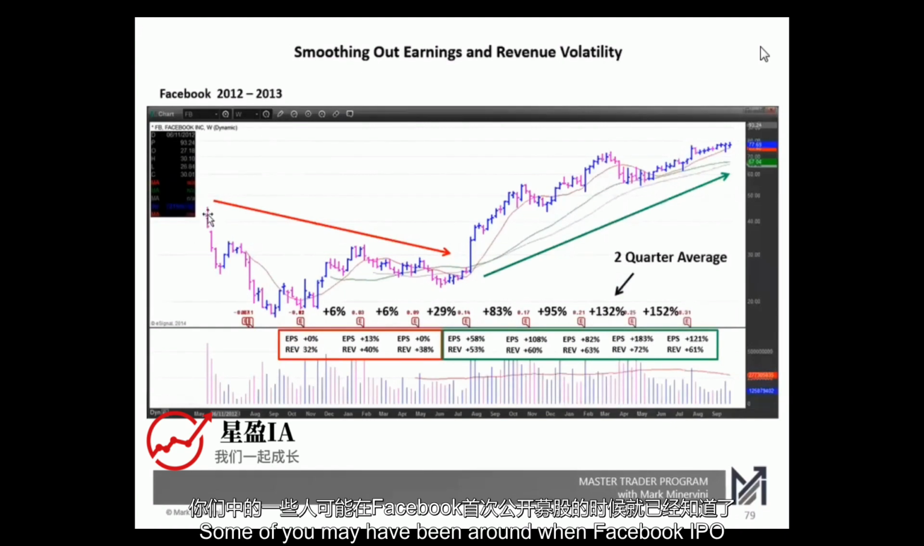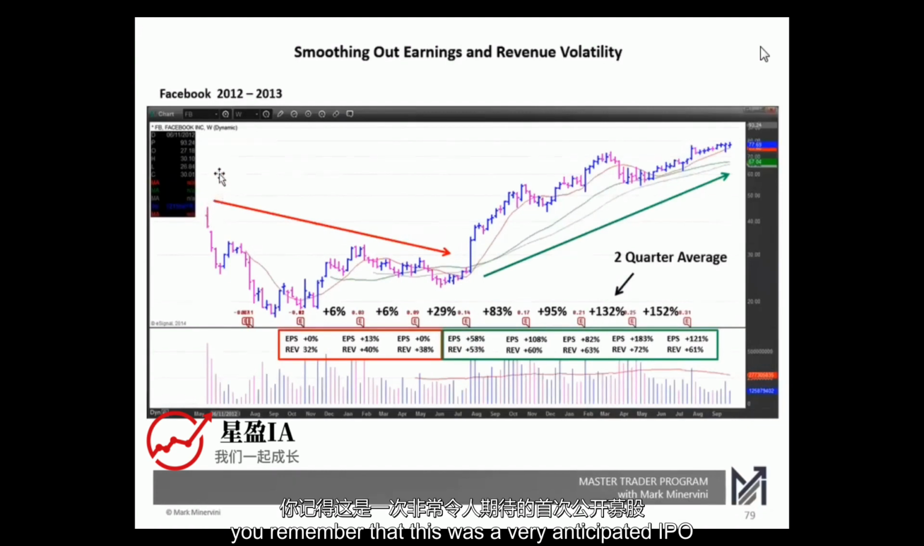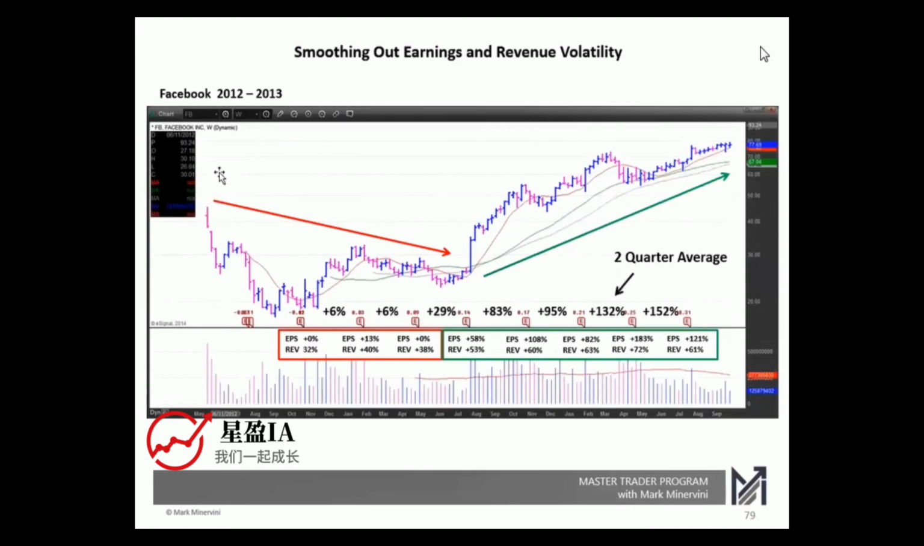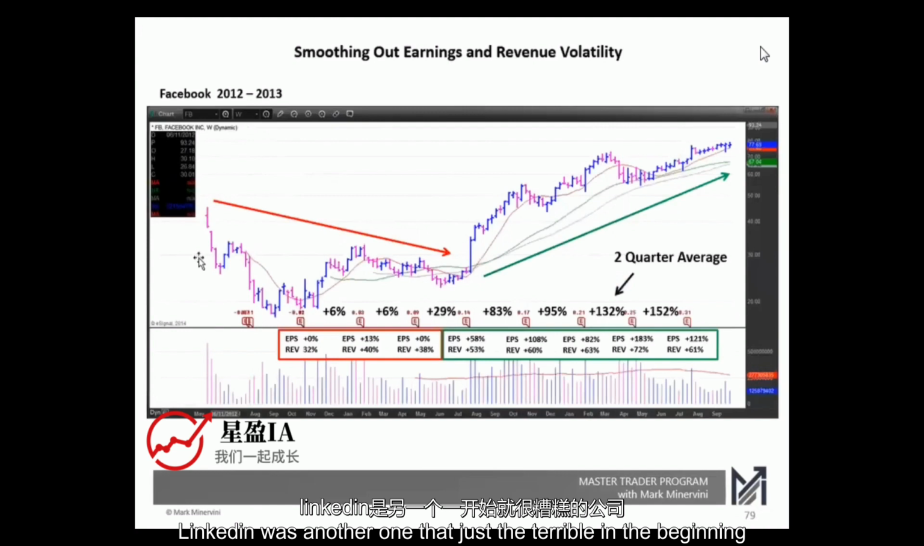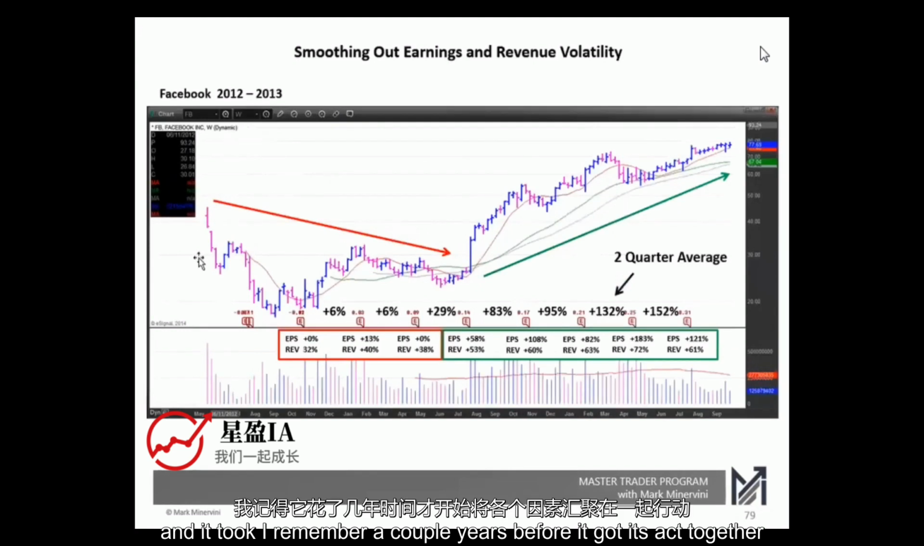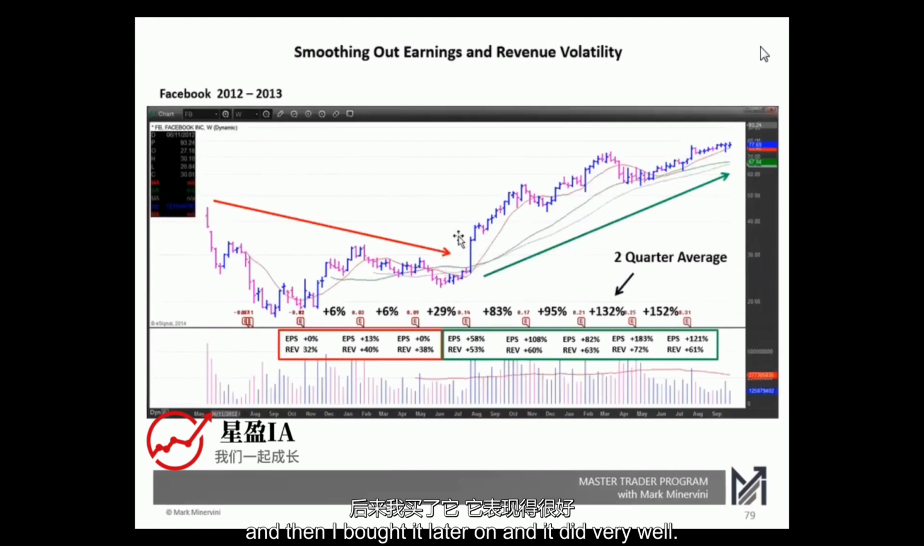Some of you may have been around when Facebook went IPO, and you remember that this was a very, very anticipated IPO, and it was a flop right off the hop. It just came right off, and the stock just cut in half, and it was just a disaster. This happens a lot of times with very highly anticipated IPOs. LinkedIn was another one that just did terrible in the beginning, and it took, I don't remember, a couple of years before it got its act together. And then I bought it later on, and it did very well. Well, Facebook is another example.